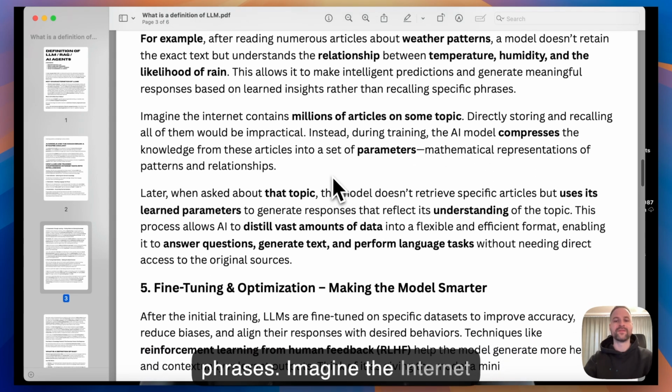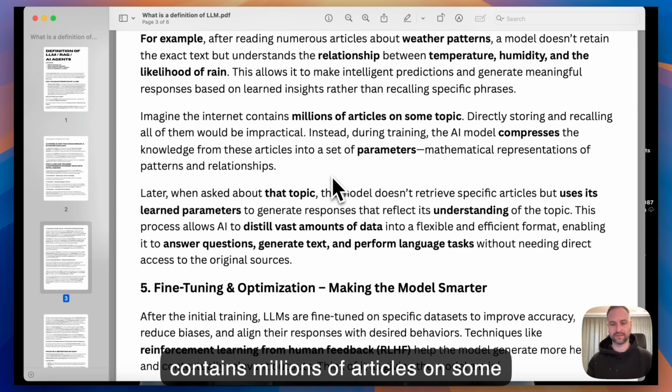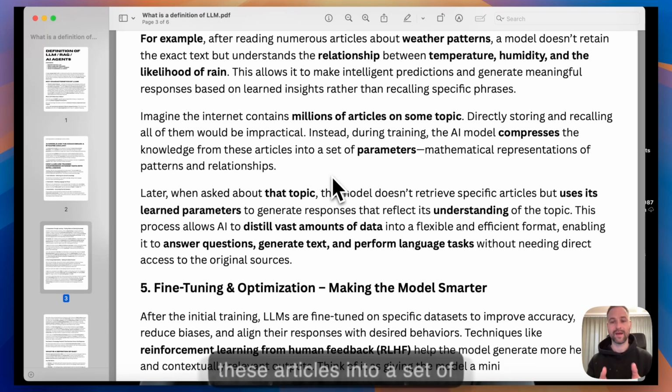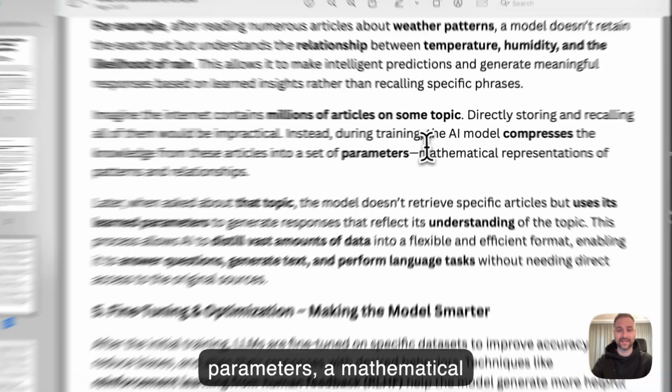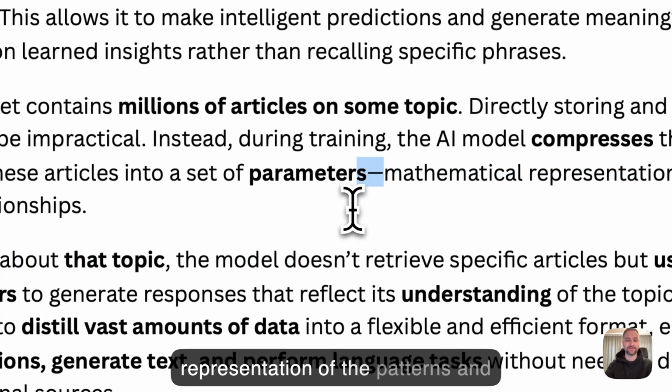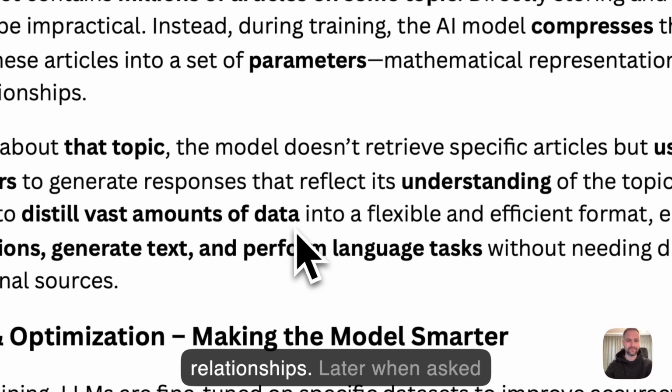Imagine the internet contains millions of articles on some topic, whatever topic you choose. Directly storing and recalling all of them would be very impractical. Instead, during training, the AI model compresses the knowledge from these articles into a set of parameters, a mathematical representation of the patterns and relationships.